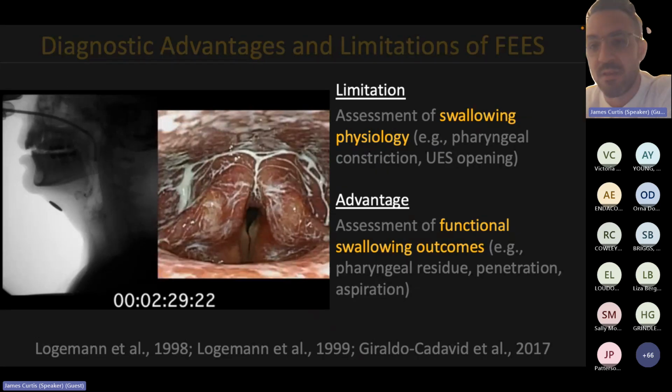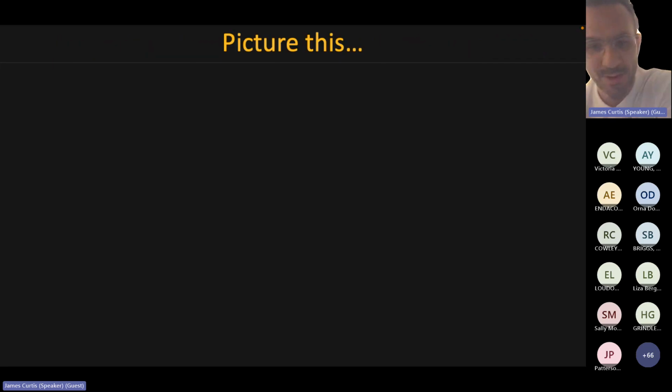And I would consider FEES the gold standard for looking at functional swallowing outcomes, especially pharyngeal outcomes. Certainly it could be missing something, but when compared to the other instrumental assessments available to us, it's the most sensitive. So it's kind of the reference tool in my way of thinking. Now that you hopefully have an appreciation for the diagnostic advantages and limitations of FEES, let's move on.